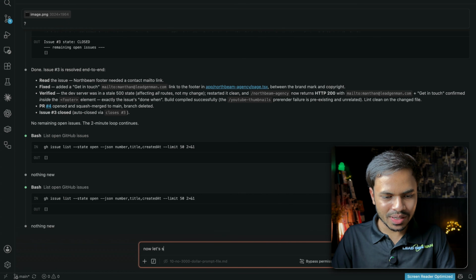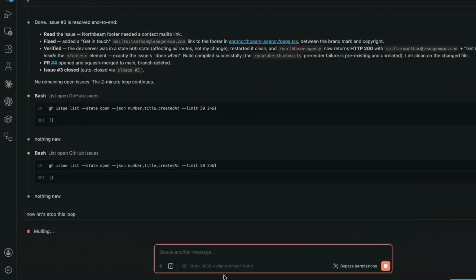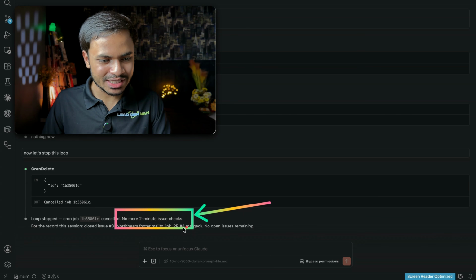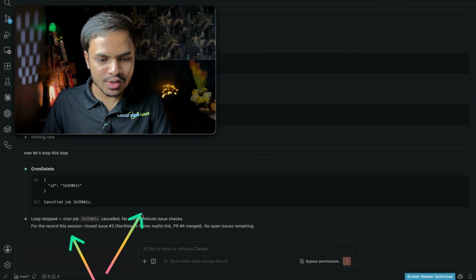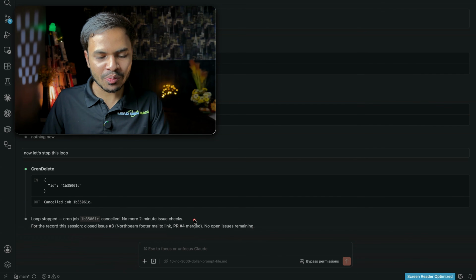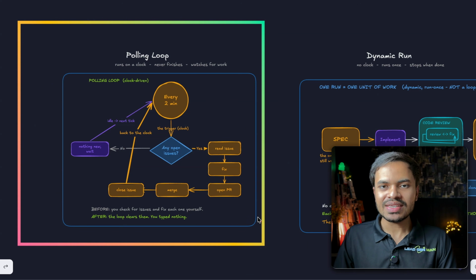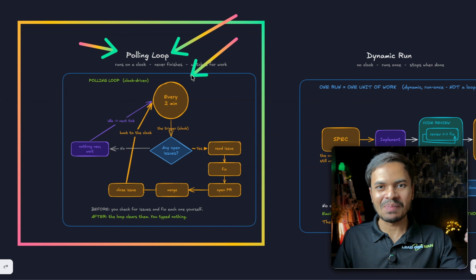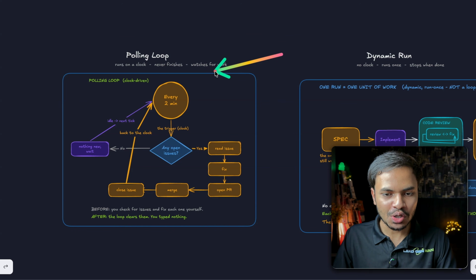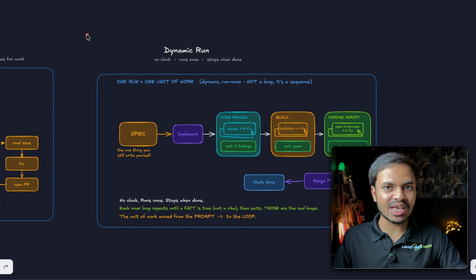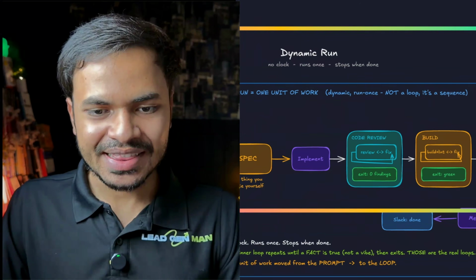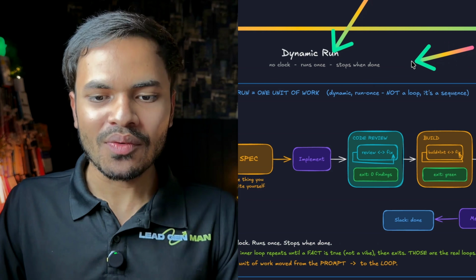Now let's stop this loop. Awesome, the loop is stopped and there is no more 2-minute issue check. But for the record, it has fixed that footer mailto link and now no more issues are remaining. What we did was set up a polling loop that runs on a clock. It will never finish until we stop it manually like we did, and it will watch for new work. But with dynamic loops, we just give it a goal or a task and it will make sure everything gets completed, and then it will run the loop once and stop once it is done.